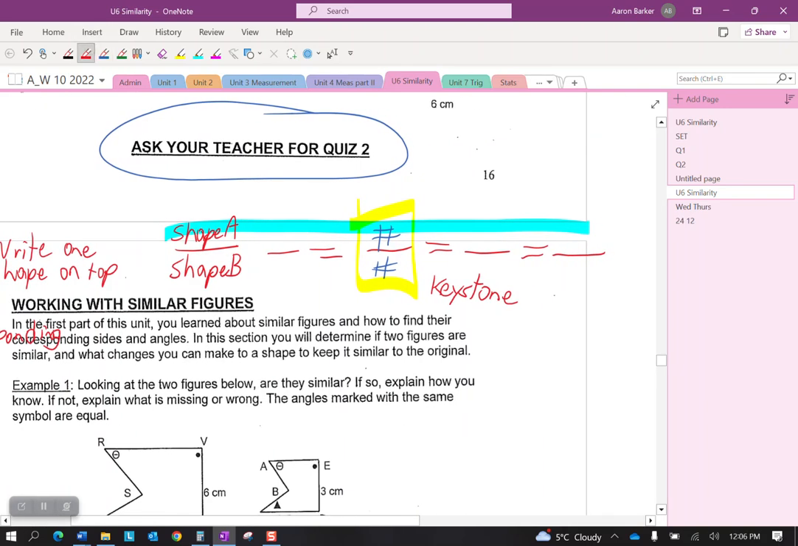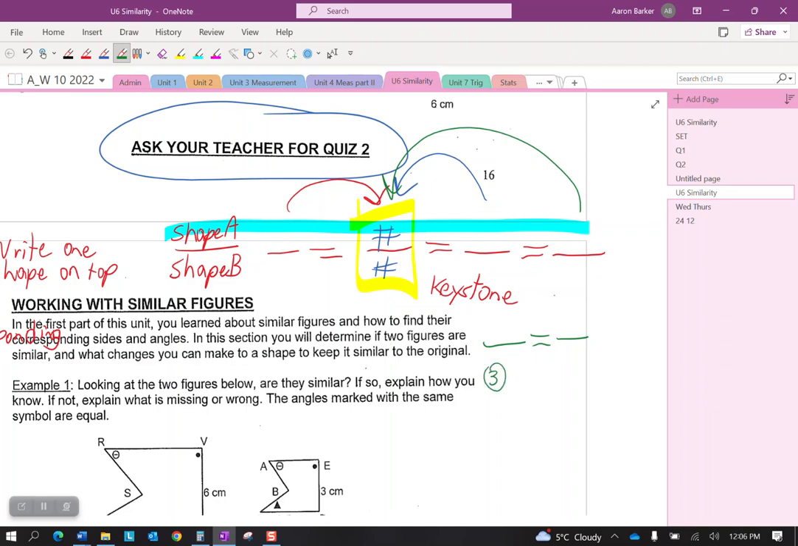So then you can set up your proportions. These two fractions can be equal. These two fractions can be equal. They all equal the keystone fraction. So you'll get two fractions being equal, and then you solve for x. So step 3, solve for x. Okay.